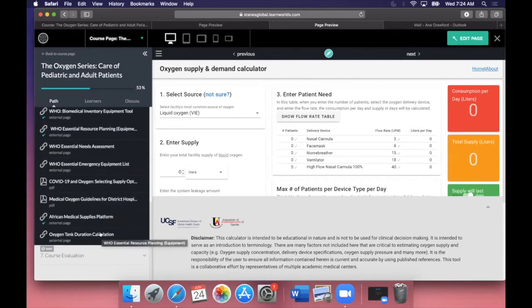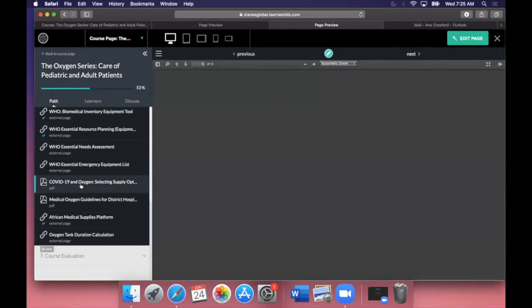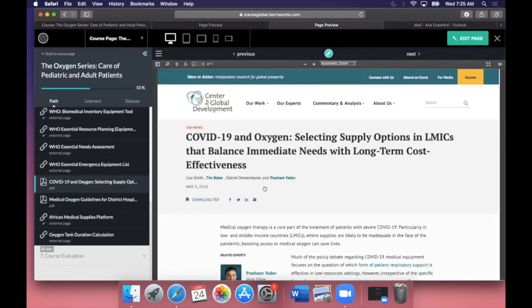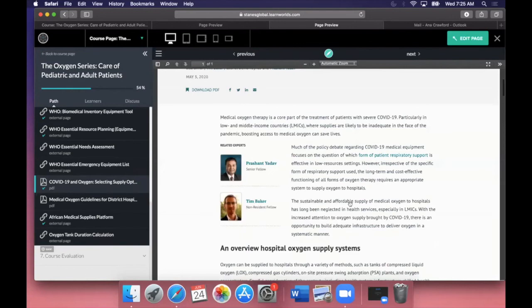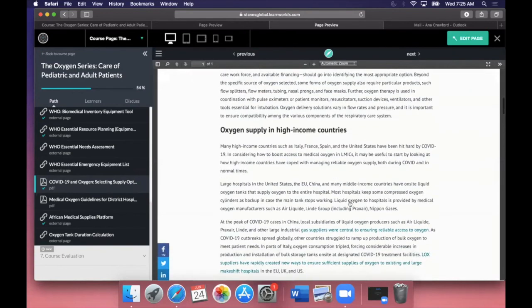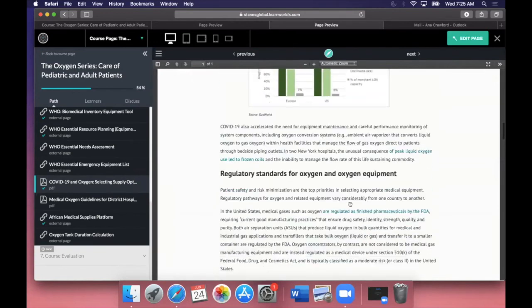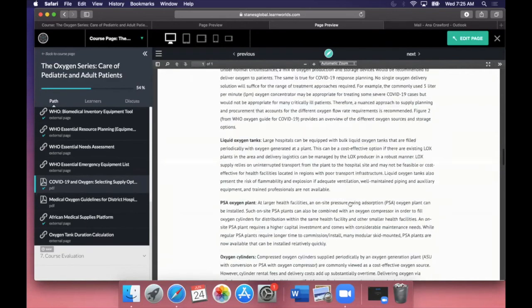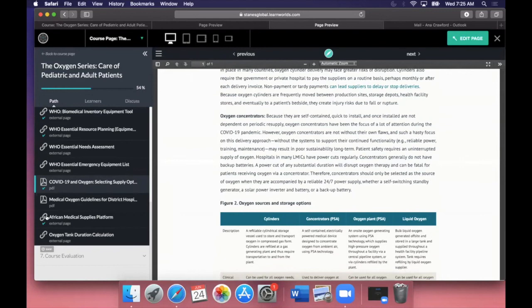There's another resource called Medical Oxygen, COVID-19 and Oxygen: Selecting Supply Options, and this was a nice article that was recently released. It goes through the different types of oxygen supply, so you can read through it and decide what makes the most sense for your facility and your patient population. So that's another great resource.